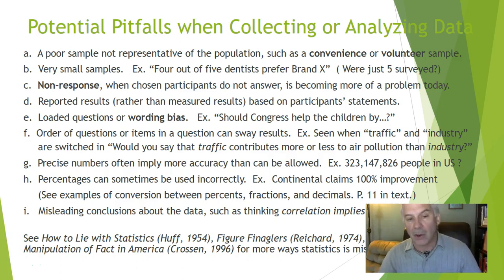Precise numbers also often imply more accuracy than can be allowed. Like they might give a population of the United States as 323,147,826 people. Exactly that. You know, that's more precision than is allowed. I would just give a population to the nearest million, maybe million and 100,000, but no closer than that, because there's people all the time that are entering the United States or leaving the United States or being born or dying in the United States. Those numbers are always changing, so you can't be that precise.